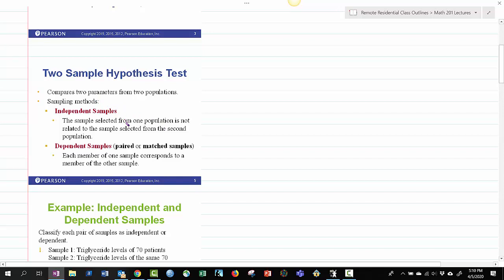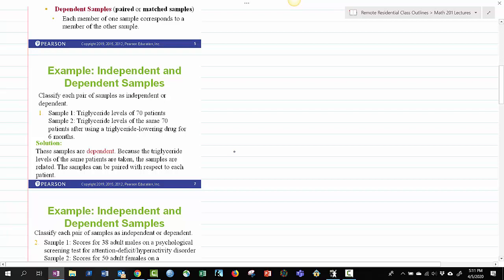So independent means that the sample selected for one population is not related to the sample selected from the second population. It is possible to do dependent sample ones where they are related. It's another topic. It's a little bit more complicated. We're not going to do it.